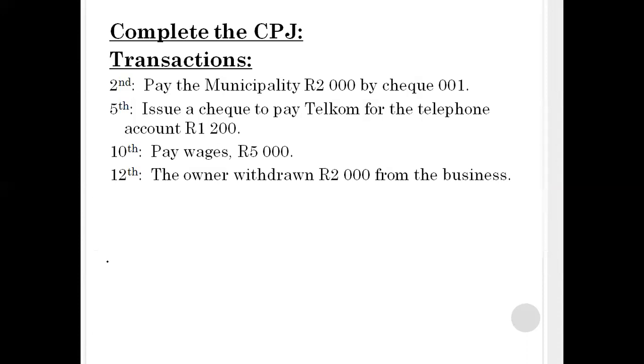The next transaction on the 5th: issue a check to pay Telkom for the telephone account, 1,200. So we've got the date, the 5th. We know you're going to move on to the next CC, check counterfoil number. We've got the name of the business, Telkom. We know it is for the telephone account and the amount is 1,200. So check again the transaction, because we're going to see how you're going to write it in now.